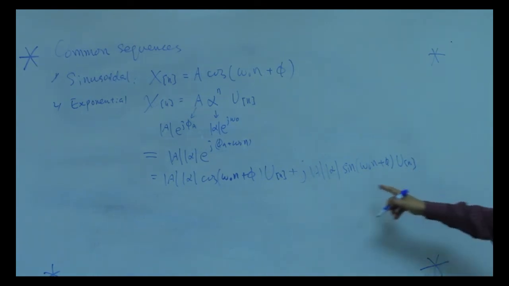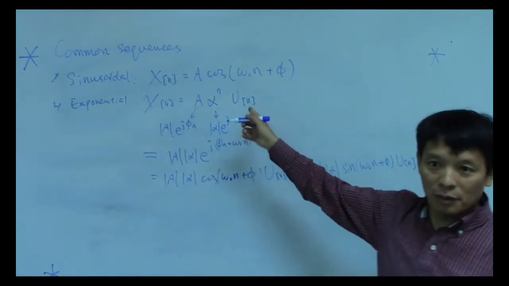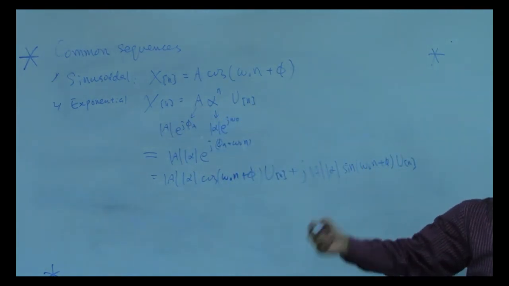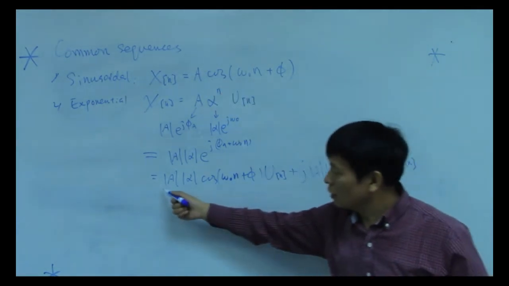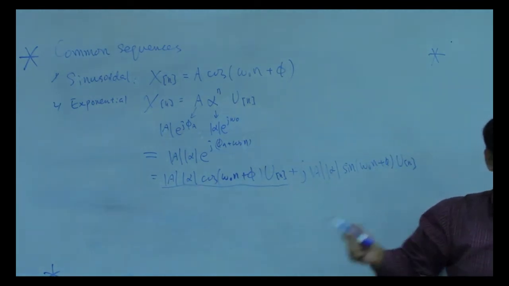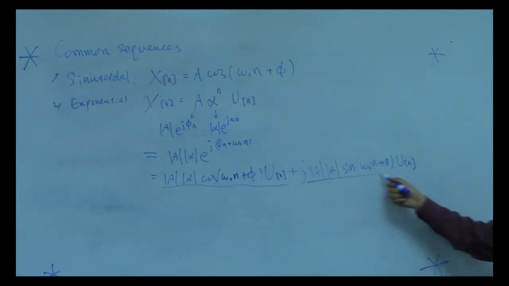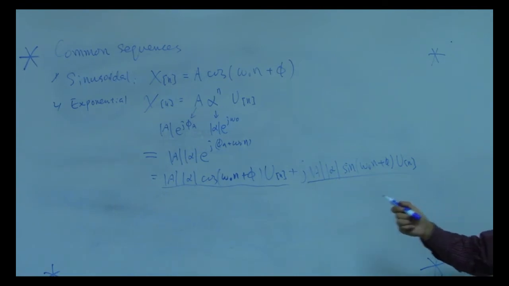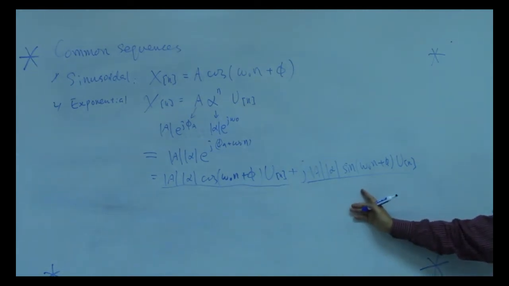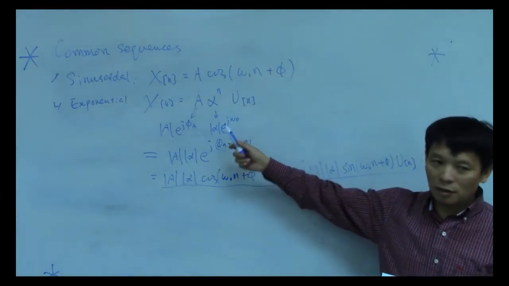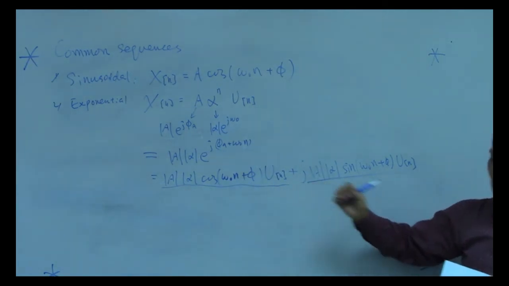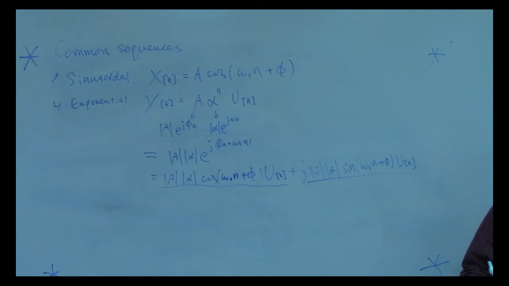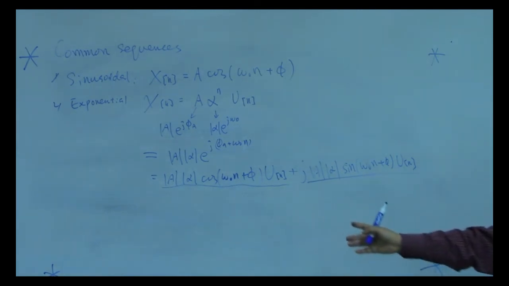So the point here is any complex exponential can be represented by two sinusoidal functions. This one is a sinusoidal function, A times cosine something. And the other one is a sine function, a sinusoidal function but with a j. So this is real, this is imaginary. So any exponential sequence includes two real sinusoidal sequences connected as a real part and an imaginary part.